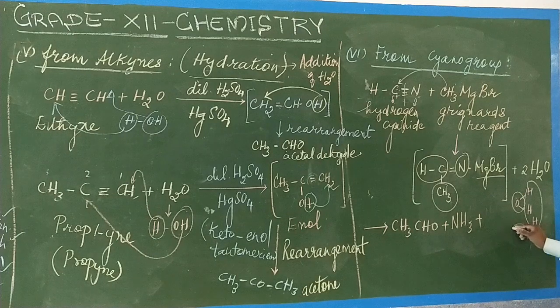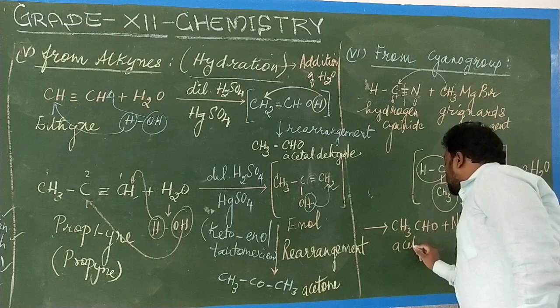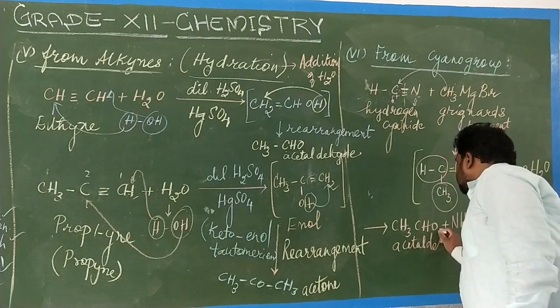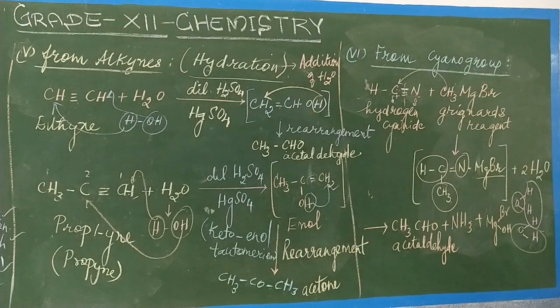MgBr and then this OH will get combined and forms magnesium Br OH. So it gives rise to the formation of acetaldehyde. Acetaldehyde. Okay, so that is one method of preparing aldehyde.